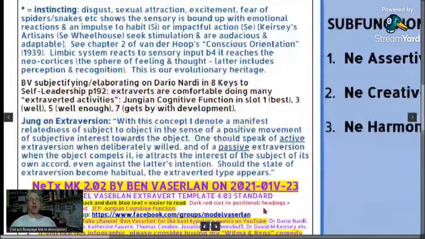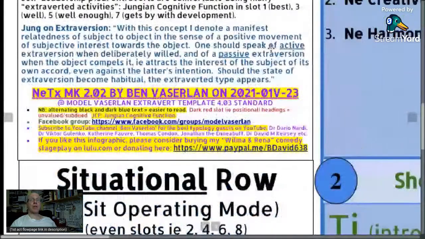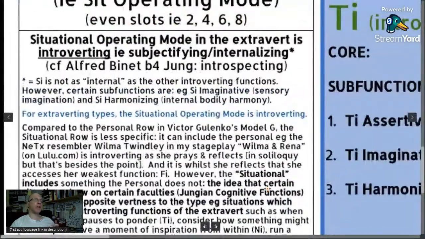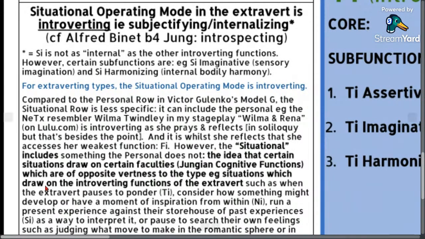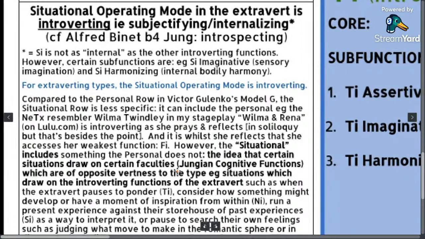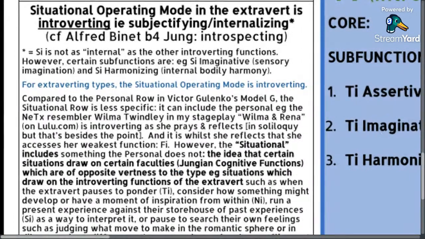Right, then we've got the situational row. And in this, I'm going to give examples, and I actually mention Wilma in this. So these are examples of when the ENTP will introvert. Now, usually for ENTP it's Ti, but sometimes you can get Te users with Ti. I'm just going to read through this, and I'm going to put myself off screen a bit so you can see more. So: introverting, subjectifying, internalizing.